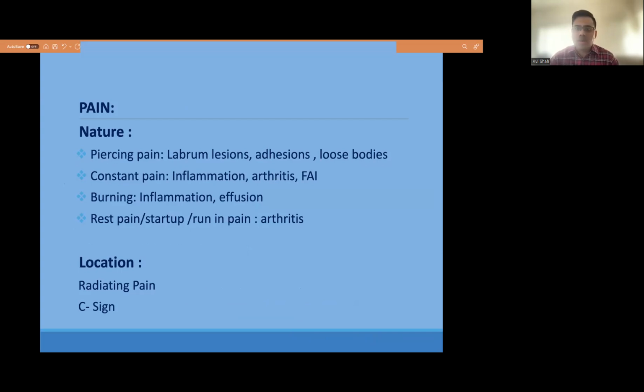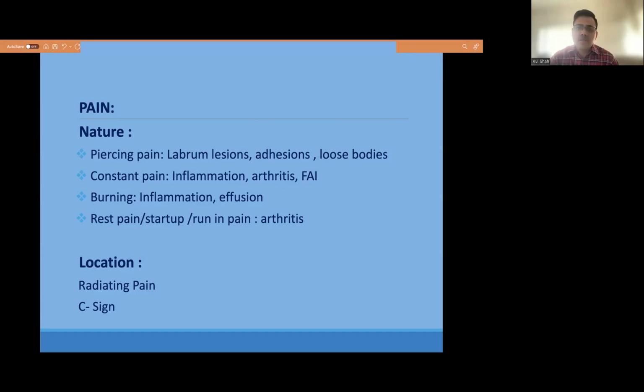So the nature of the pain is also really important. Piercing pain usually is associated with labral lesions and adhesions in the joint or loose bodies. Constant pain is usually associated with inflammatory conditions, arthritis, and can also be present in FAI conditions. Burning pain in inflammation or effusions of the joint. Rest pain, pain at startup, or pain after running is usually a sign of arthritis.